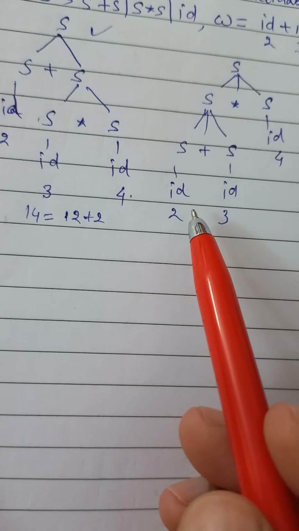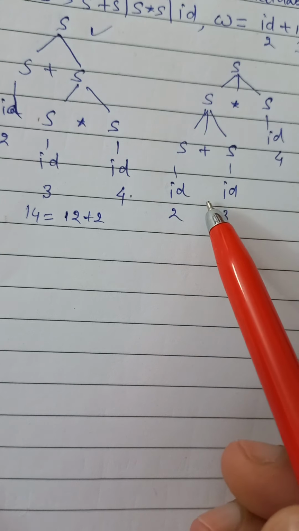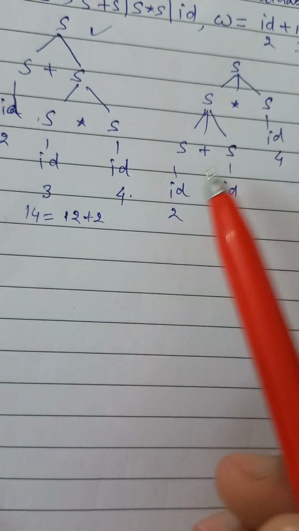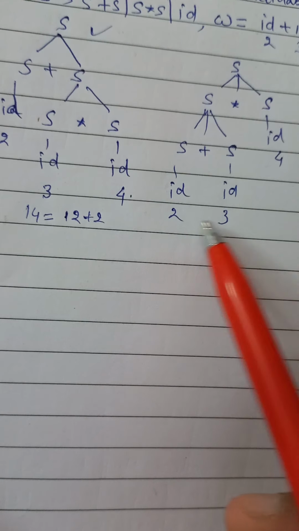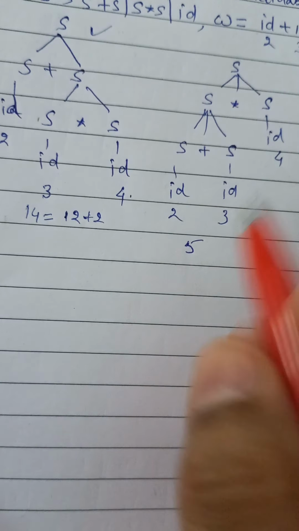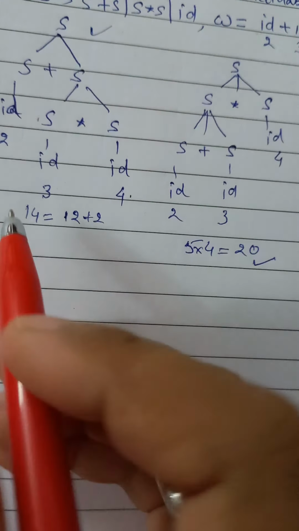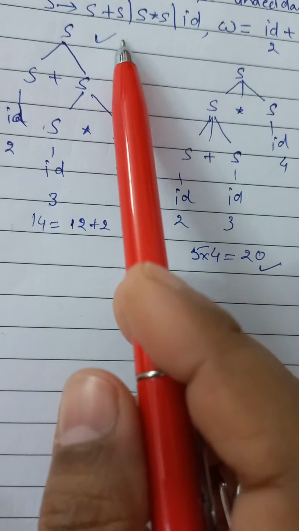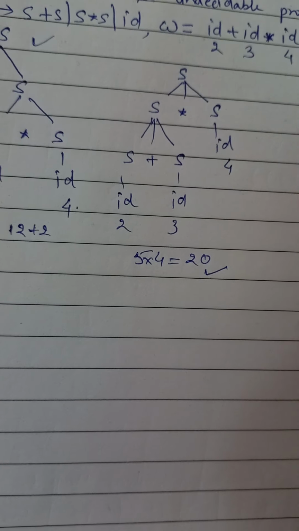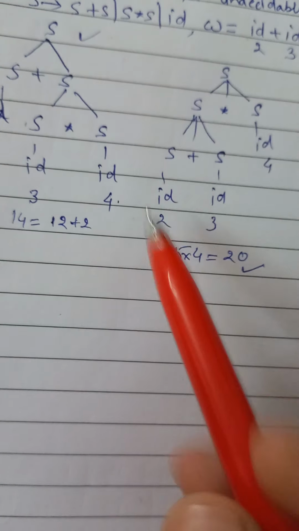And what is the value from the other parse tree? First we have to add, because we have to solve it from bottom to top. So first we solve this: 2 plus 3 is 5, and into 4, we get 20 here. So we can see simply, because this grammar is ambiguous, for the same string and with the same values, we are getting two different values from two different parse trees. That's why the grammar is ambiguous.